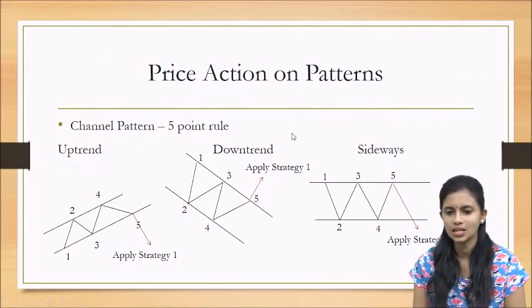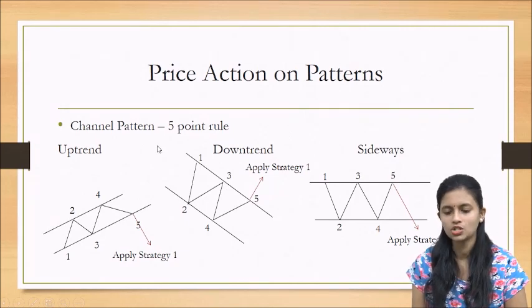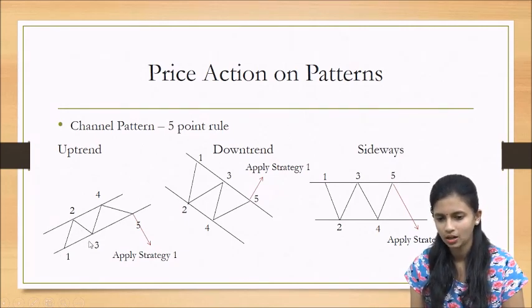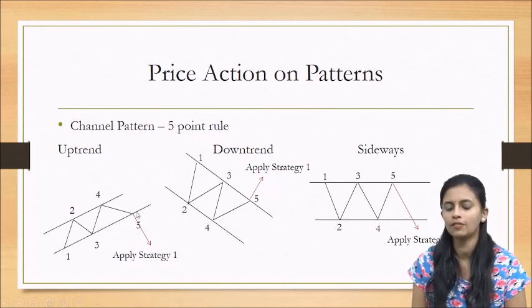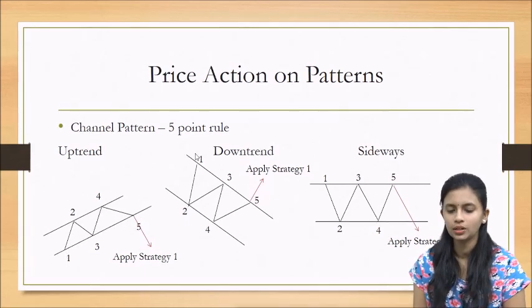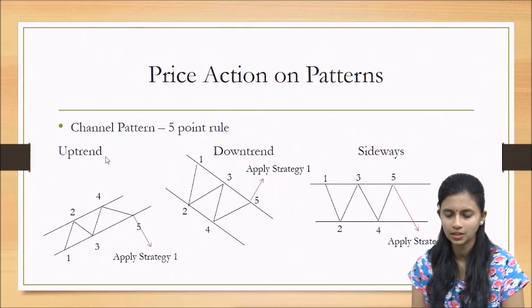So first let's see the channel pattern. What is this channel pattern? There has to be a pattern like this, wherein you will have 1, 2, 3, 4, 5 points, and these points should touch the trend lines like this. It has to move in a channel itself. If there are any missing touches, then you cannot consider it to be a channel pattern. In a channel pattern, you have an uptrend that looks something like this, a downtrend like this, and sideways like this.